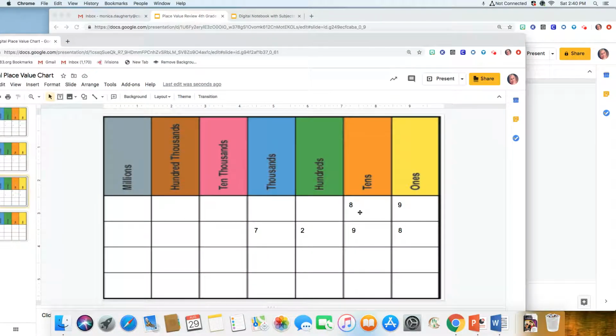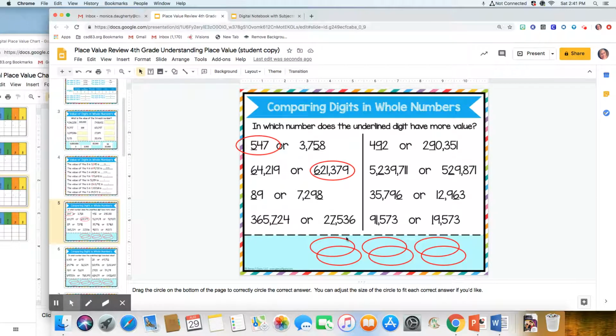So let's take a look. Our first 8 is in the tens, and our second 8 is in the ones. So I know I'd rather have $80 instead of $8. So my underlined digit with the 8, the biggest one is this 89. So I'm going to drag this circle over here.